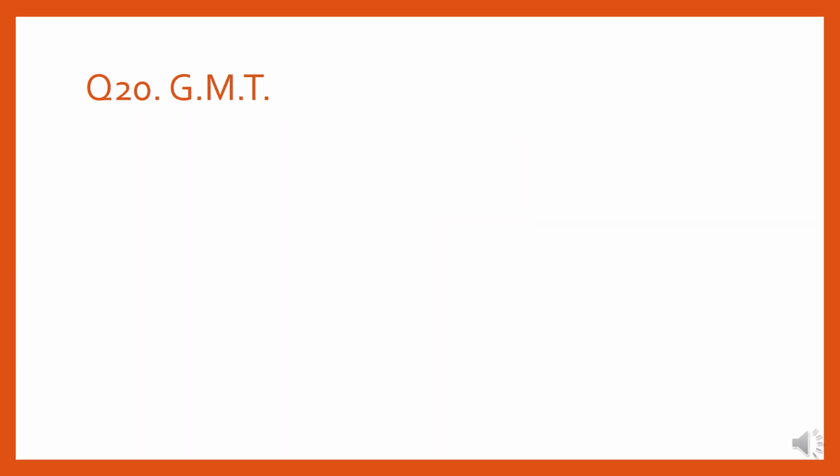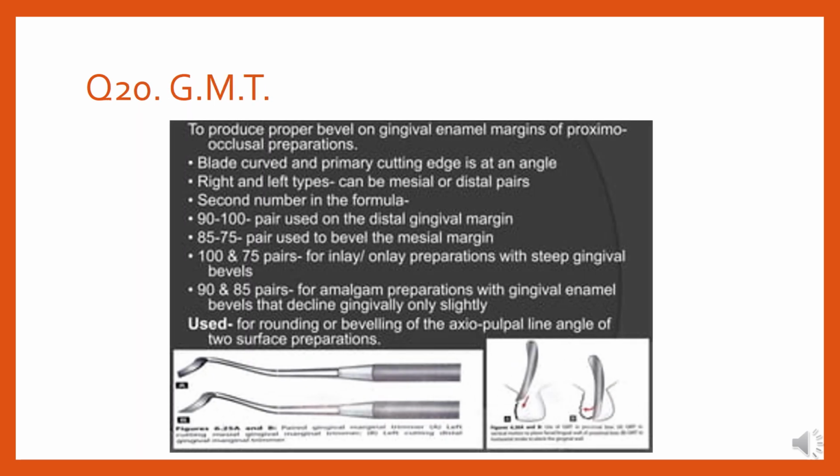Question is GMT. Gingival marginal trimmer is used to produce proper bevel on gingival enamel margins of proximo-occlusal preparations. The blade is curved and primary cutting edge is at an angle. There are two types, mesial and distal. They are used for rounding or beveling of the axiopulpal line angle of two surface preparations.